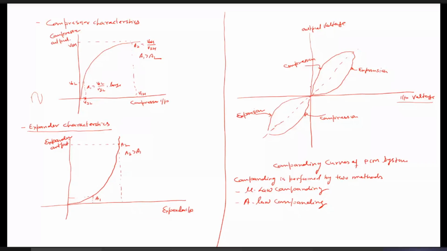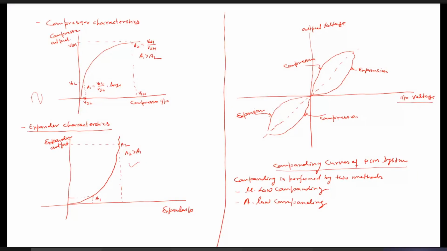Once the input voltage is positive, and once the input voltage is negative, you can draw in the same way. This is the complete characteristics of the compressor. And this is the nature of the expansion, which you can see also verified from this figure. This is the nature of the expansion when the input voltage is positive, and going through like that, we get the expansion characteristics for the negative voltage. And the complete curve is called the companding curve for the PCM system.